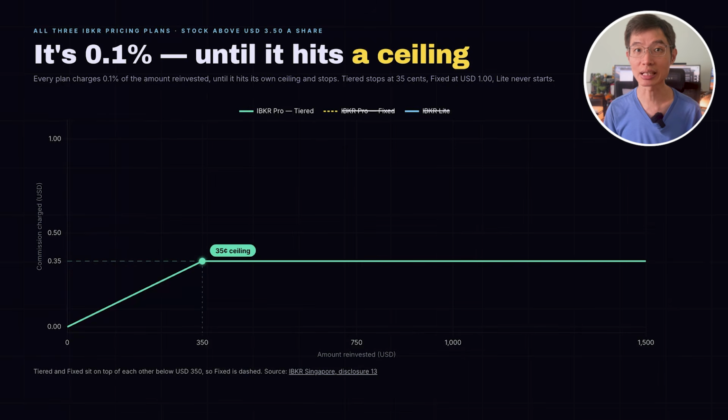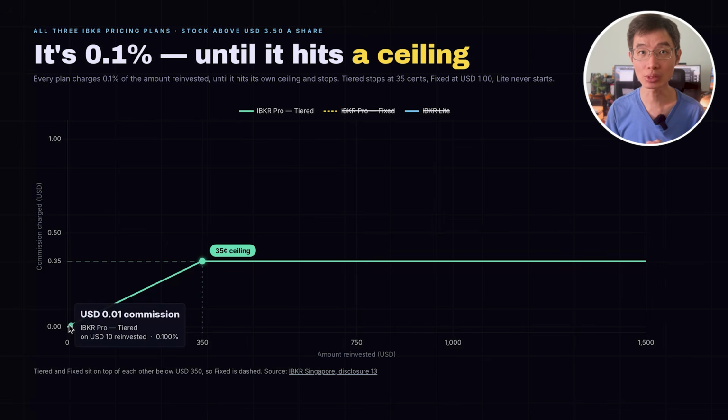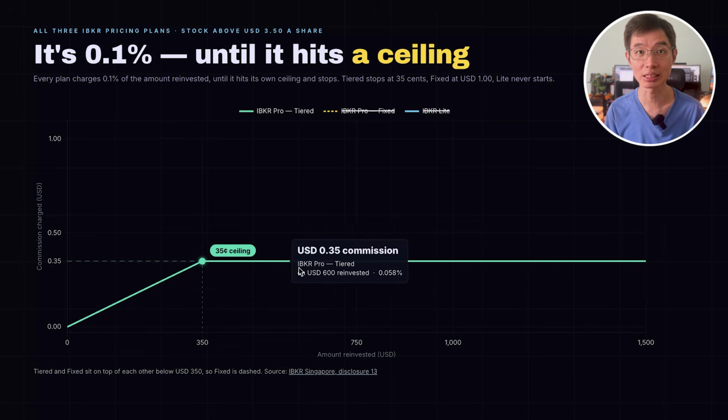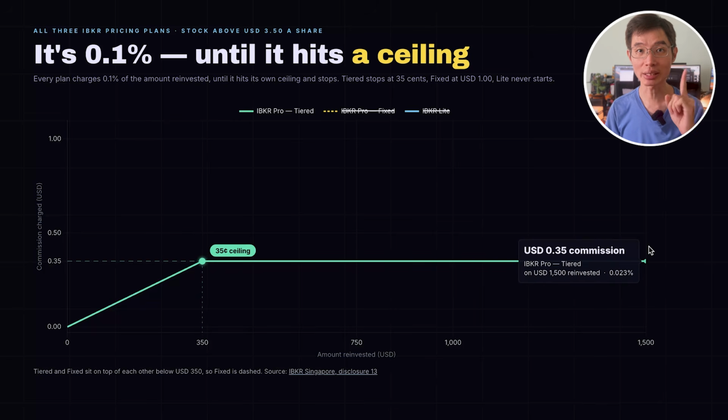So what this means is that on the tiered pricing plan, if you were to reinvest $10 worth of dividends, it will only cost you 0.1% of the amount, which is basically just 1 cent. This 0.1% fee will keep going up until it reaches a maximum of 35 cents. So if you are reinvesting $3,000 worth of dividends, it will mean two things. One, you are an incredibly rich guy or girl, and two, the fee will only be 35 cents, which is not even the price of a bowl of white rice.